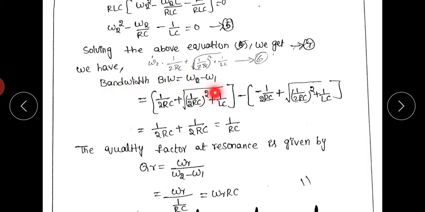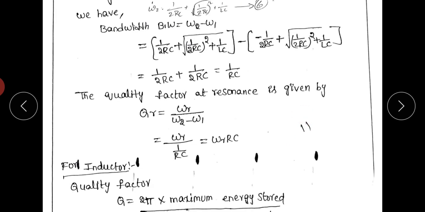So the bandwidth equals f2 minus f1, or omega 2 minus omega 1. Already we found omega 1 and omega 2, so by using them we find omega 2 minus omega 1. So we get 1 by RC. So the bandwidth, omega 2 minus omega 1, equals 1 by RC.